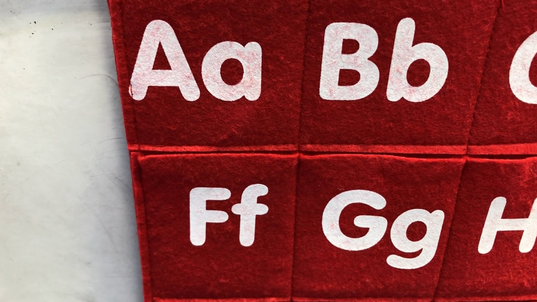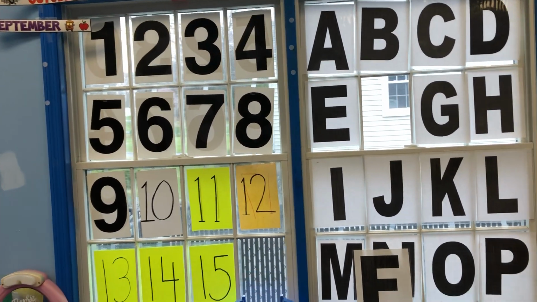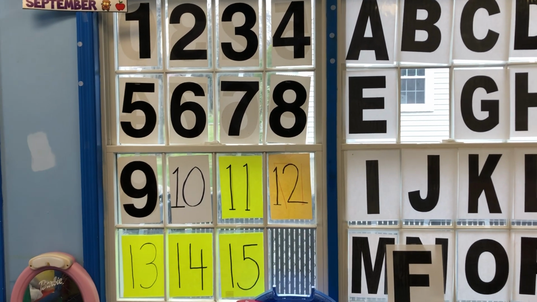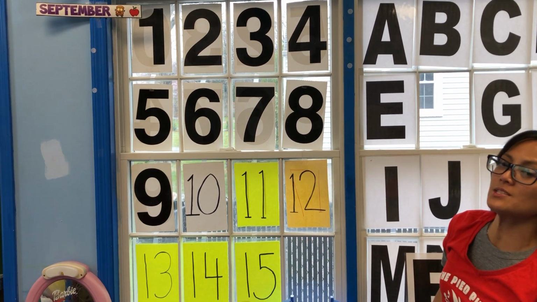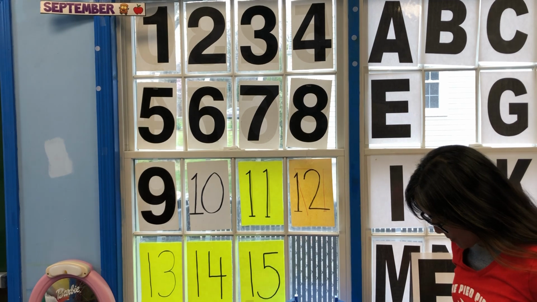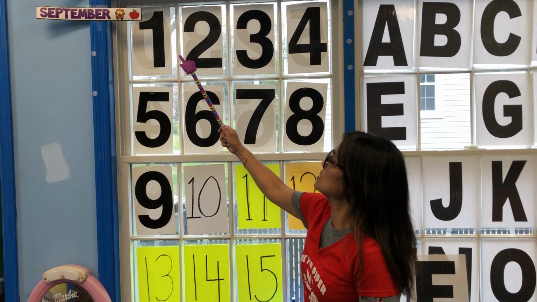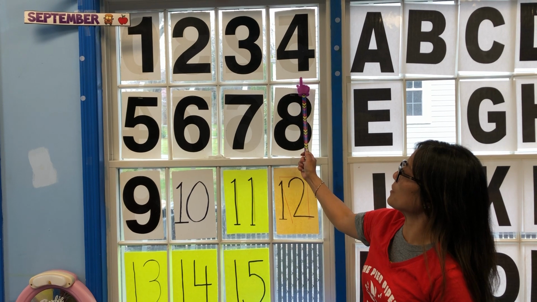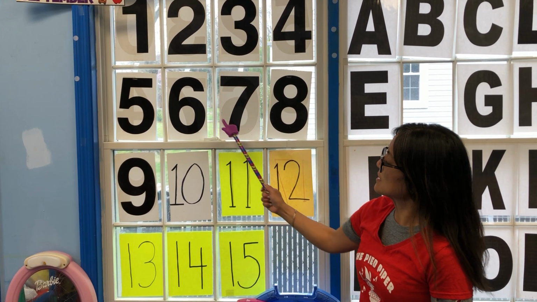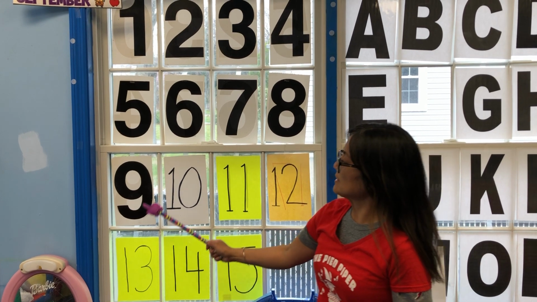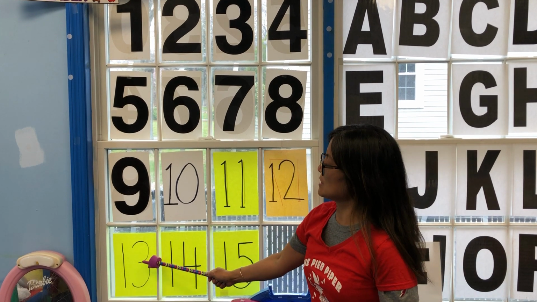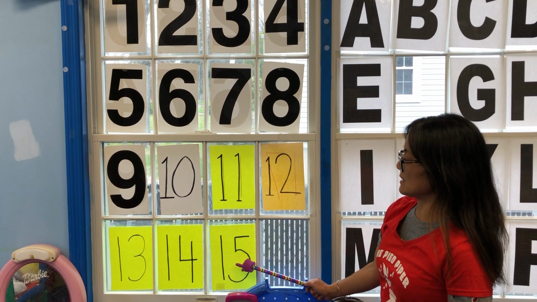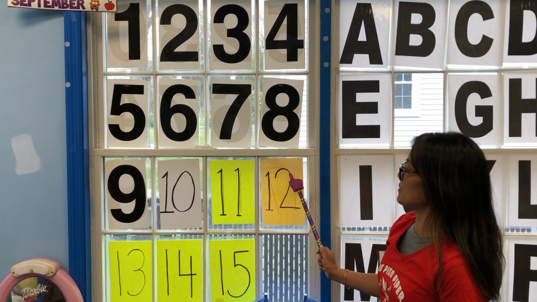Let's go over to the number wall. We already did the letter wall, and now let's count at the number wall. Here we go. There are a lot of numbers here. When we count here, we start with the number 1, 2, 3, 4, 5, 6, 7, 8, 9, 10, 11, 12, 13, 14, 15. Today's number is 12.